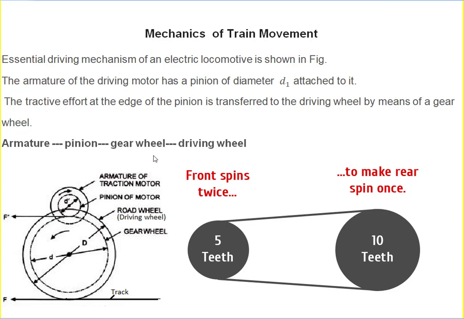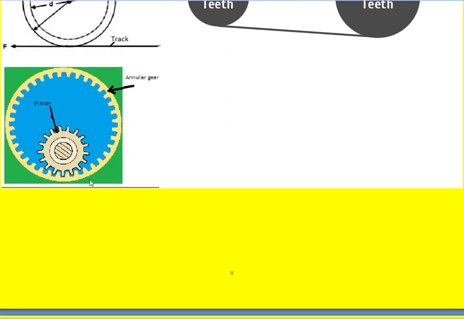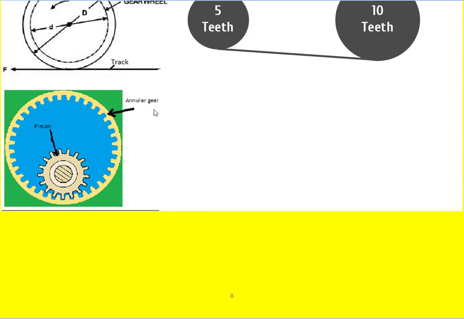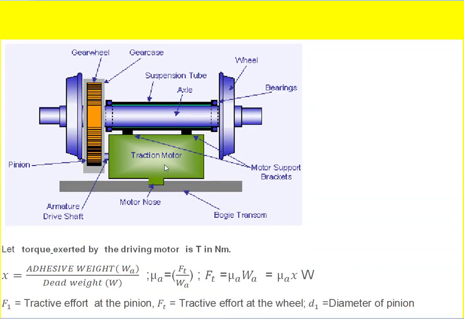Let us see how they are related. So first, let me consider how the annular gear is present. Similarly, where we find the pinion, so this is the pinion, which is attached to the motor shaft, and this pinion will drive the gear wheel. This is nothing but the gear wheel, and this gear wheel will be connected to the outer wheel. So let us see how they are in reality.